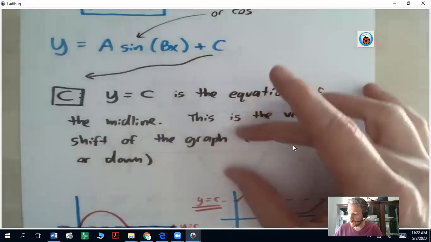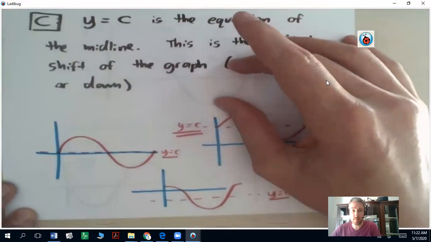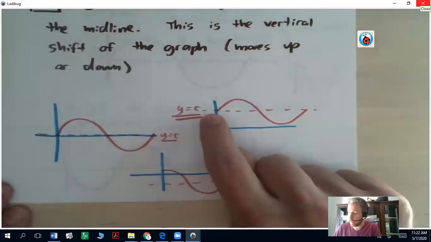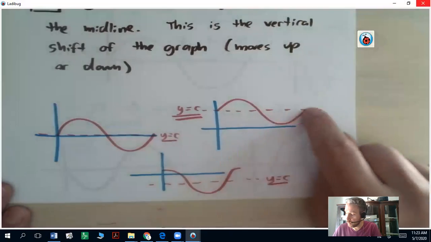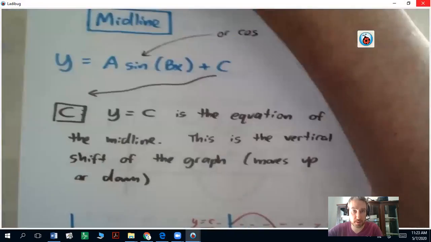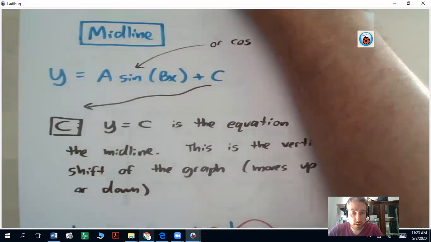We call that the vertical shift or midline. It might look like the x-axis in some cases, and it might look like a number above or below the x-axis, depending on where it shifts. So let me graph a couple so you can see the difference here.